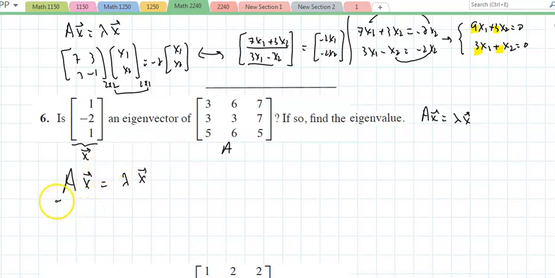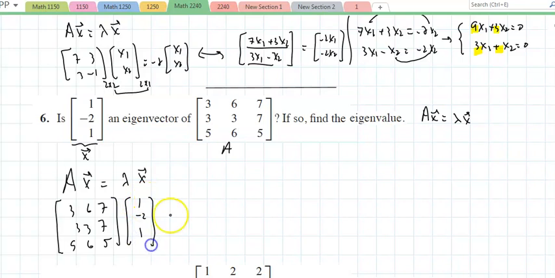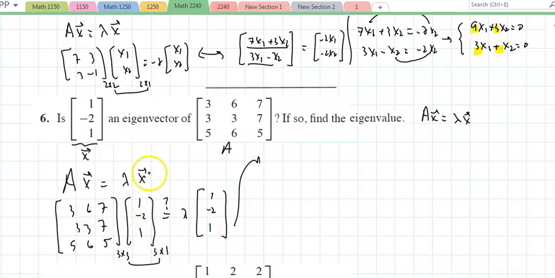Ax is 3 -6 7, 3 -12 7... 367,337,565 multiplied by 1, -2, 1. Does that equal some multiple of 1, -2, 1? Hey, isn't that 3 by 3 and that's 3 by 1? Isn't the outcome 3 by 1? Doesn't this mean that this product right here is going to be 3 by 1?